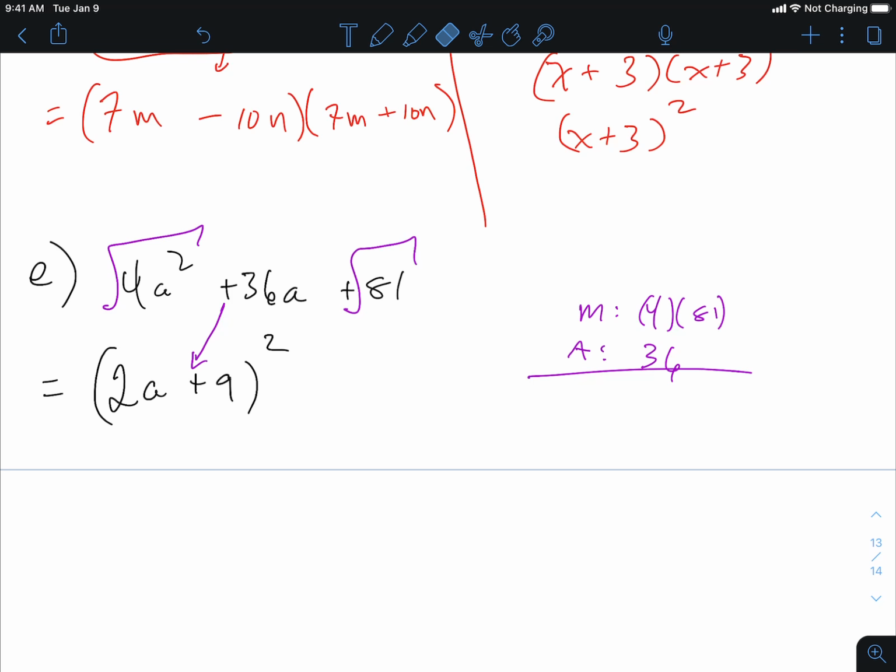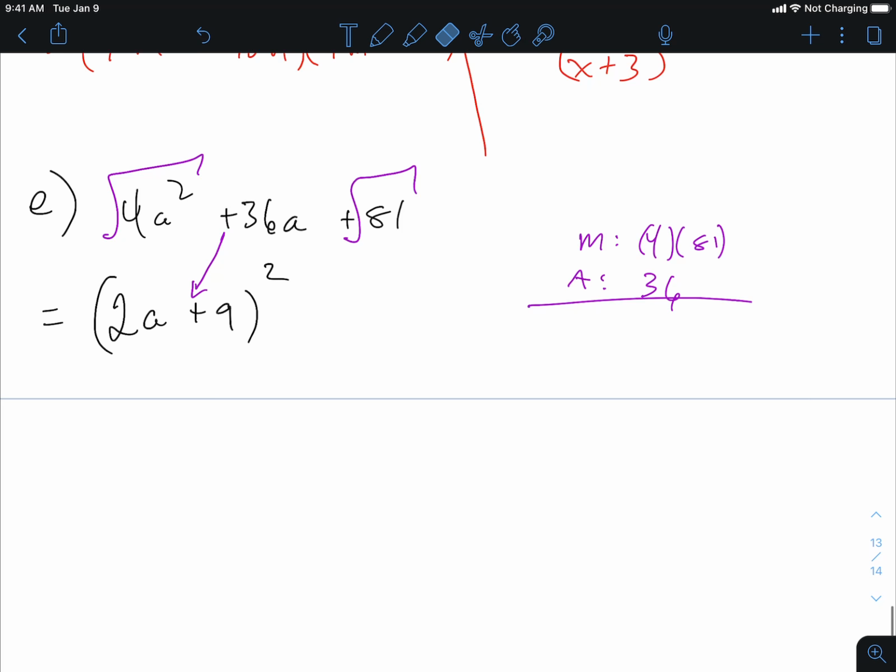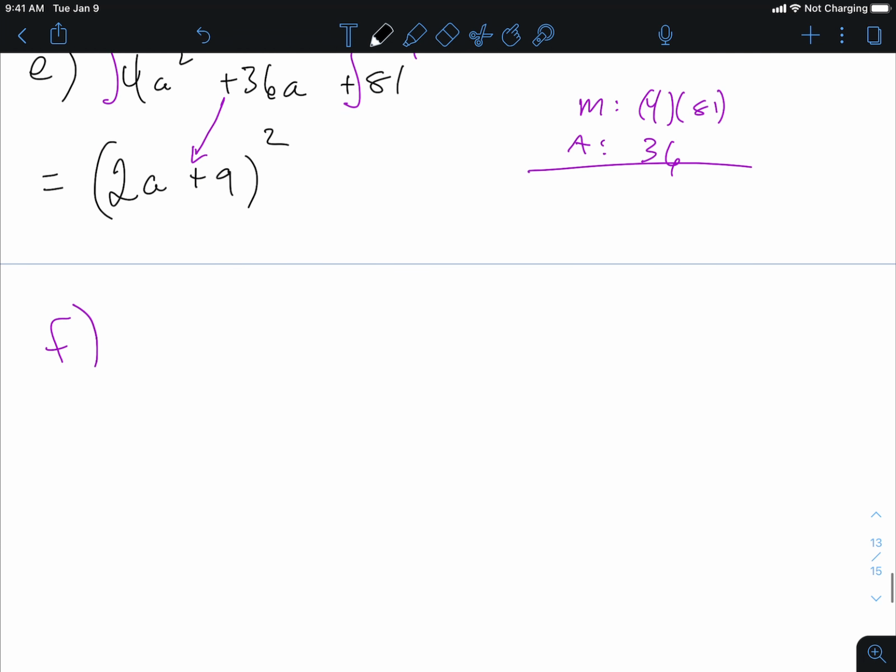Okay, let's do another one. F, let's do F. You guys need to see one of these. The last two you guys need to see. Yeah, all of it. We'll find out in a sec. I don't think so.